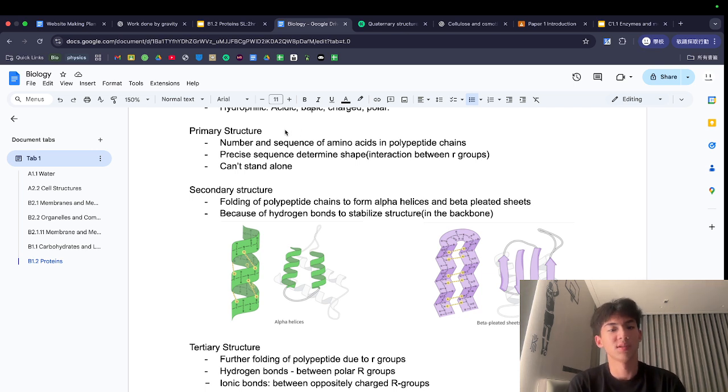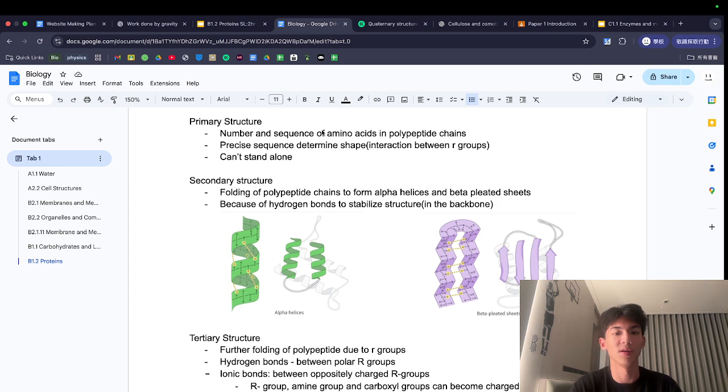Primary structure. Primary structure is basically the sequence of amino acids, and this is important because every sequence means that you have different R groups, and when they interact with each other, they can form different shapes. So the sequence of the amino acids determines the shape of the protein.